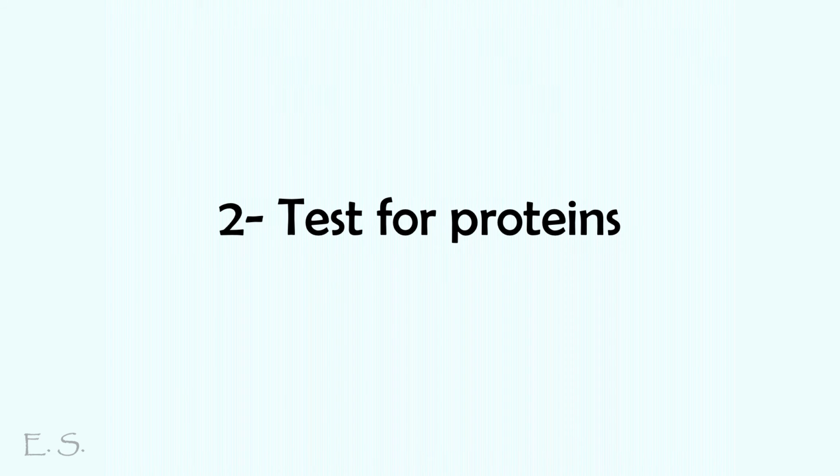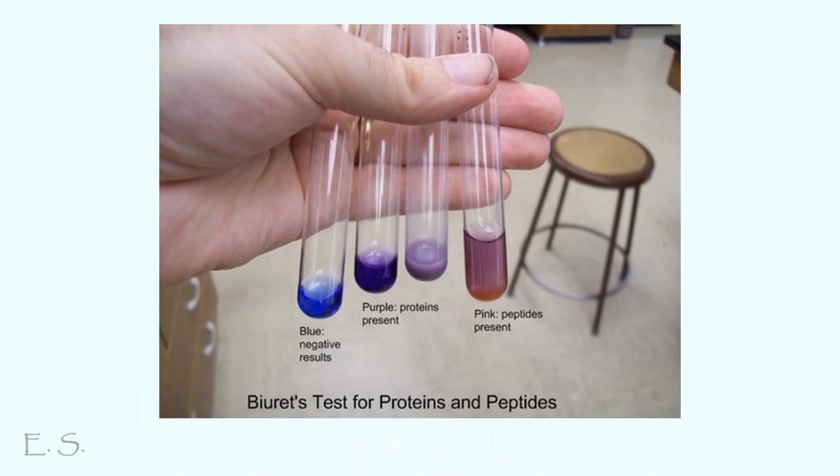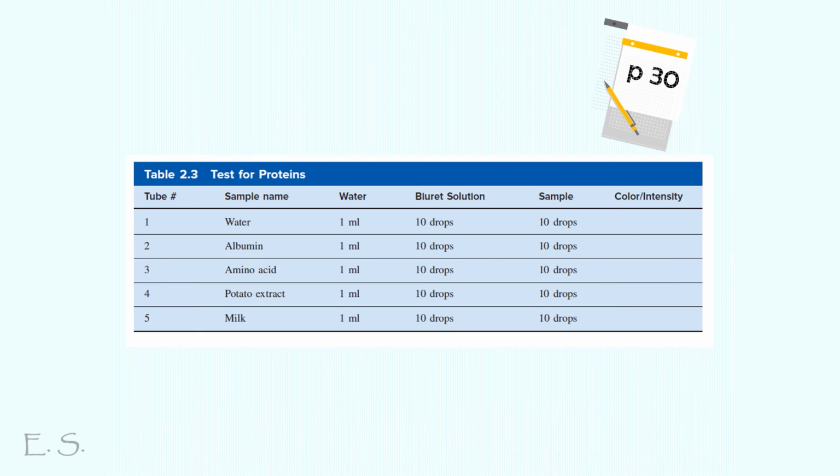Now you will test the presence of proteins. You will use Biuret reagent. The color change is given by the presence of peptide bonds. Recall that peptide bonds join amino acids to form polypeptides. Complete all the tests, look at the sample here, and enter your results in table 2.3 on page 30.